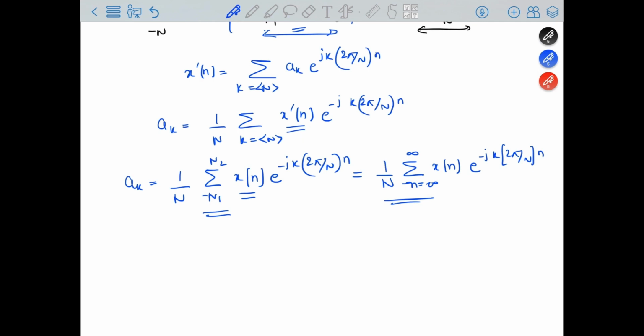So next we can have a representation which is X(e raised to the power j omega) as the summation over n equal to minus infinity to infinity of x[n] e raised to the power minus j omega n.